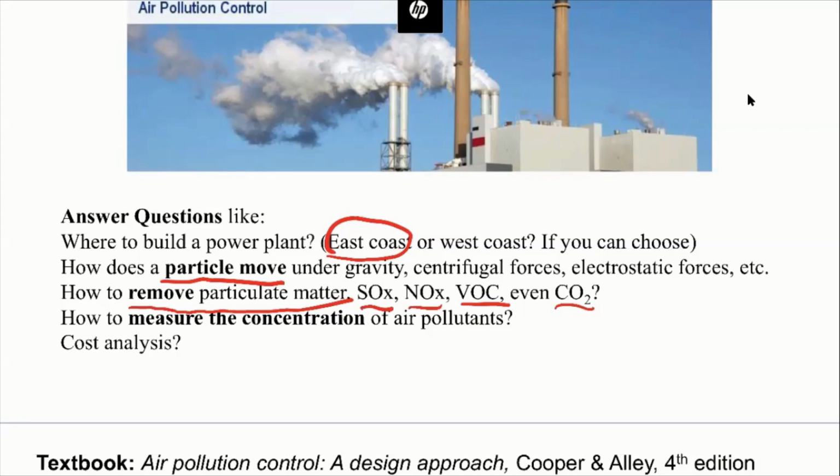And we'll also learn how to measure the concentration of these air pollutants. We'll conduct some very basic cost analysis, because you're going to spend more time in your group collaborations looking at how expensive these different types of air pollution control devices are. In your term project, you're going to design some pollution control devices and come up with the cost of constructing them, including both the capital cost and the operating cost.